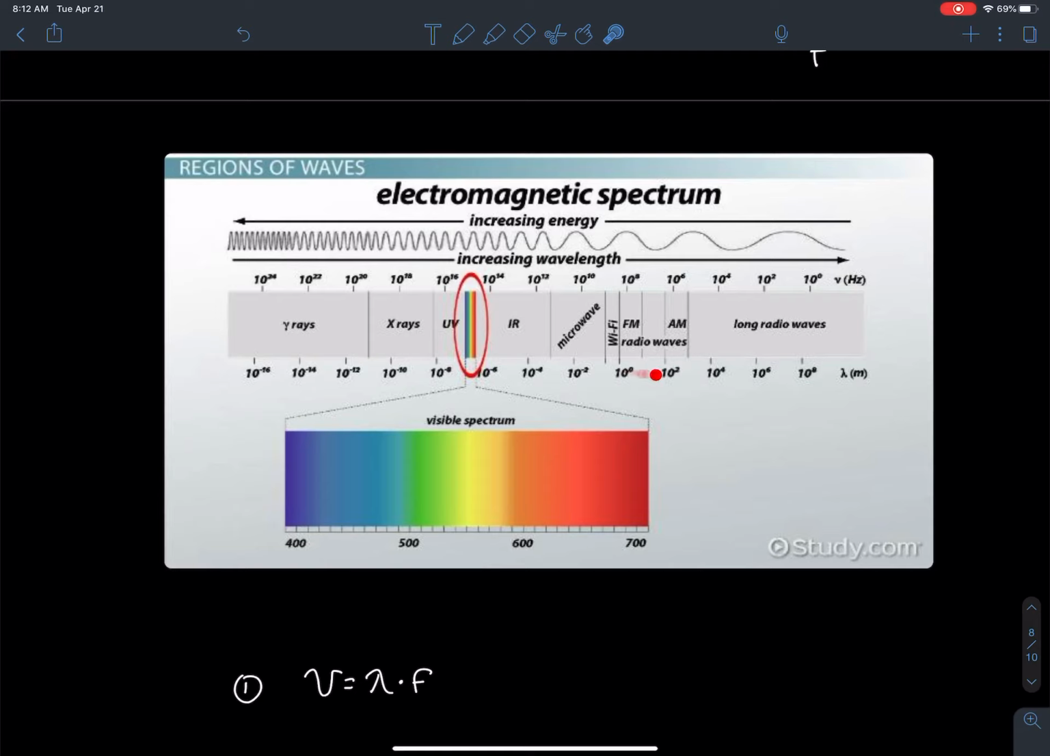100 meters to meters. Our Wi-Fi that we use in our classroom, which changes, is on the edge of the microwave spectrum. So these are on like centimeters. Then you got your microwaves, which is like in millimeters or micrometers. And then you got infrared, which is between 10 to the minus 4 and 10 to the minus 6 meters.